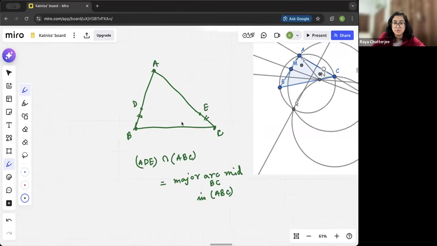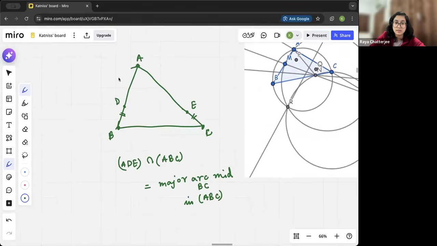You could try to prove this. I mean, it's an easy proof. You can just try to do it now.